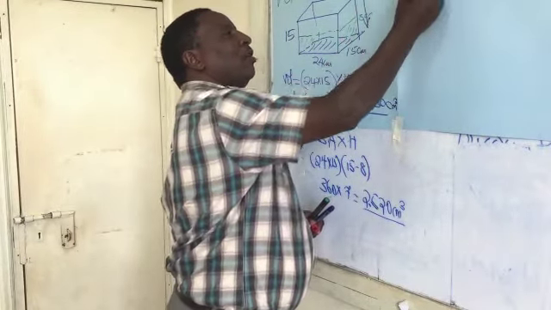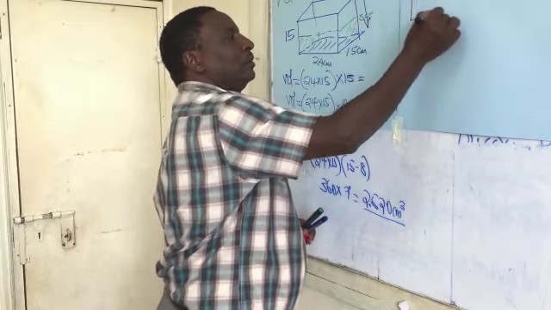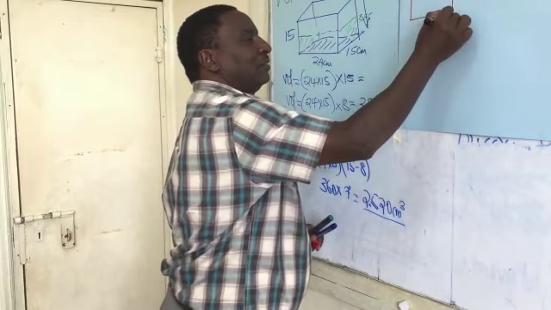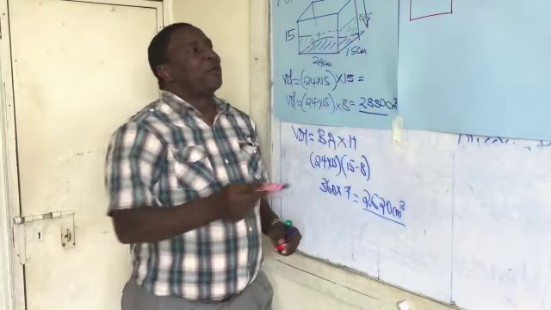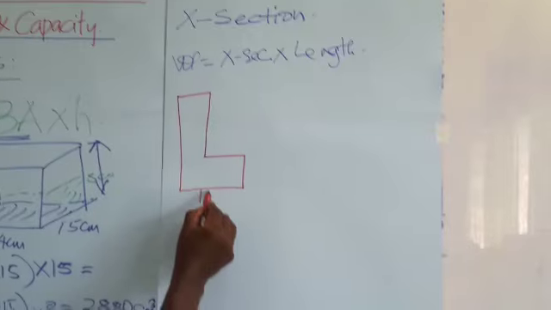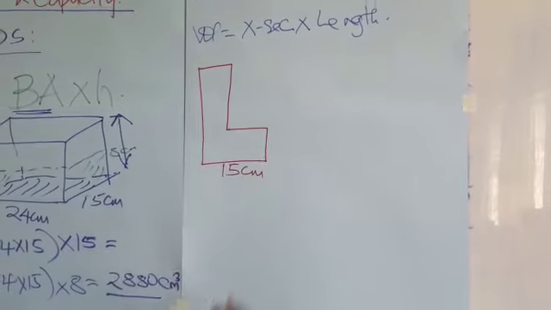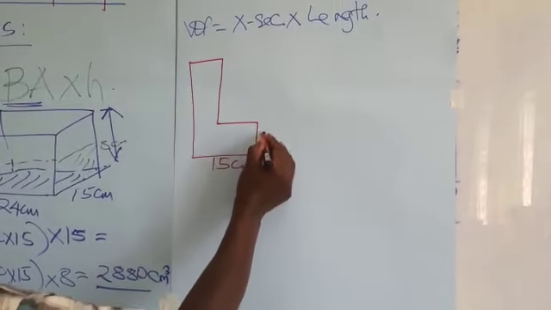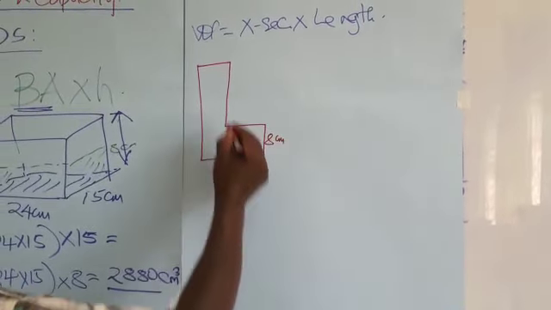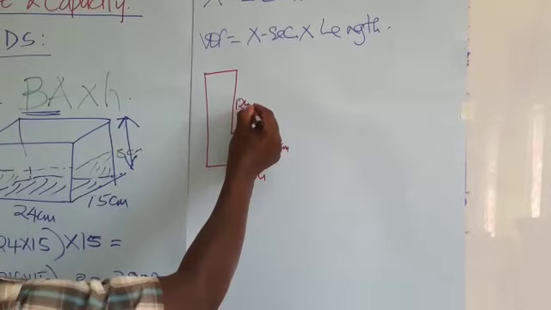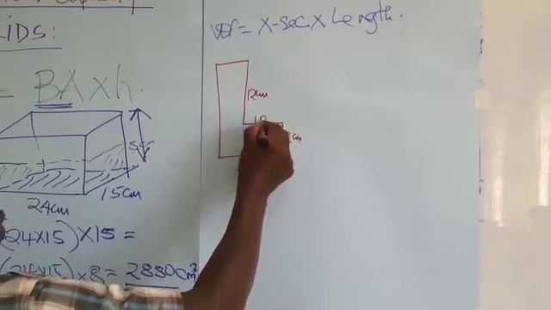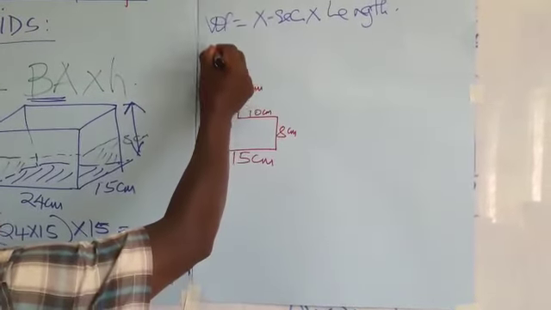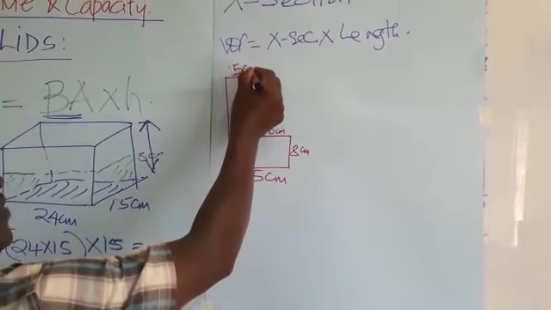I have a rectangle in this manner. I have a rectangle of that manner. We are told this is 15 centimeters. This is 8 centimeters. This is 12 centimeters. And this one here is 10 centimeters. I would therefore say this will be 5.